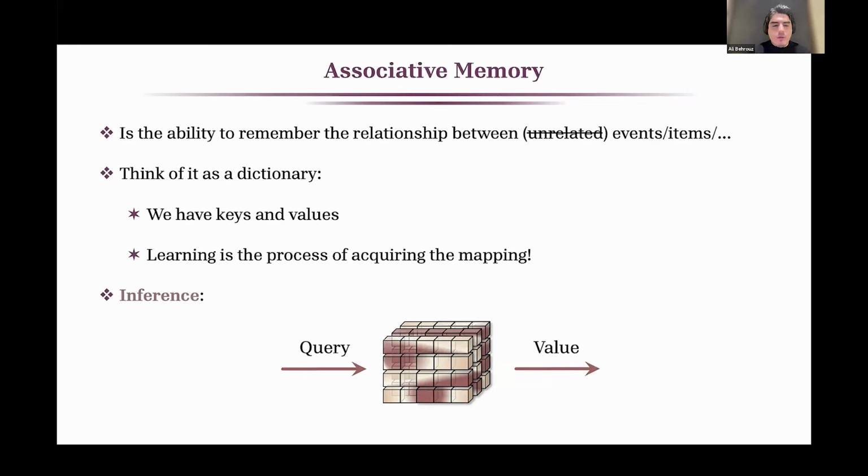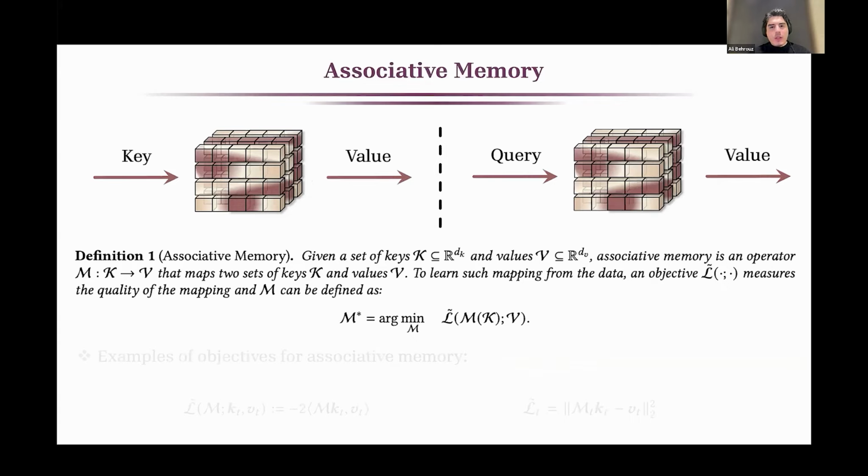And when we want to do inference, then there is a query and there is a value again corresponding to that specific query we have. Now let's formally define what I just explained. We have a set of keys and values, and we want to learn an associative memory that maps keys to the values. But if we want to have a learning process, we need an objective that measures the quality of mapping between keys and values so far based on the data.